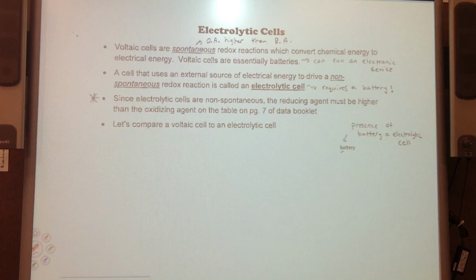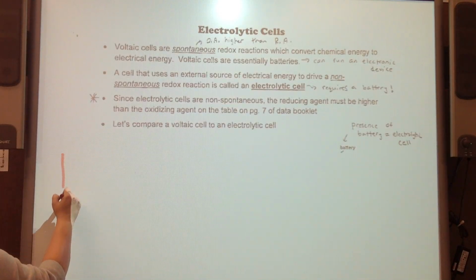Okay, so you need to remember: spontaneous, oxidizing agents are higher than reducing agents. Non-spontaneous, reducing agents are higher than oxidizing agents. And if it's non-spontaneous and yet we're trying to get that reaction to happen, we're going to be using an electrolytic cell. It requires a battery. Okay, so we're going to look at the difference between a voltaic and an electrolytic.